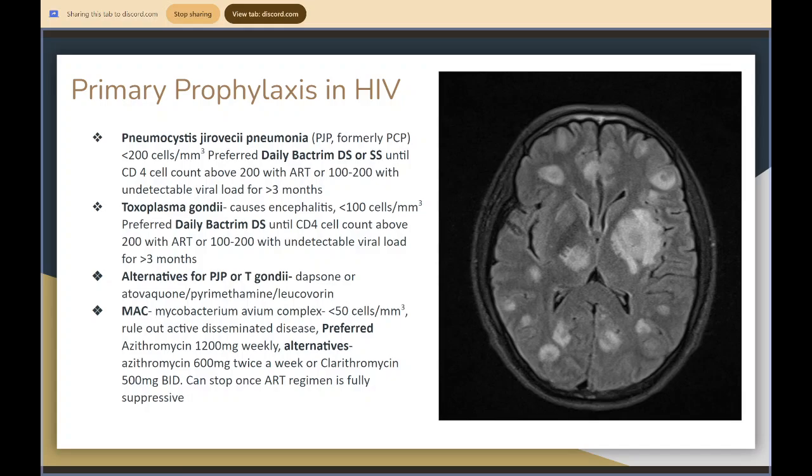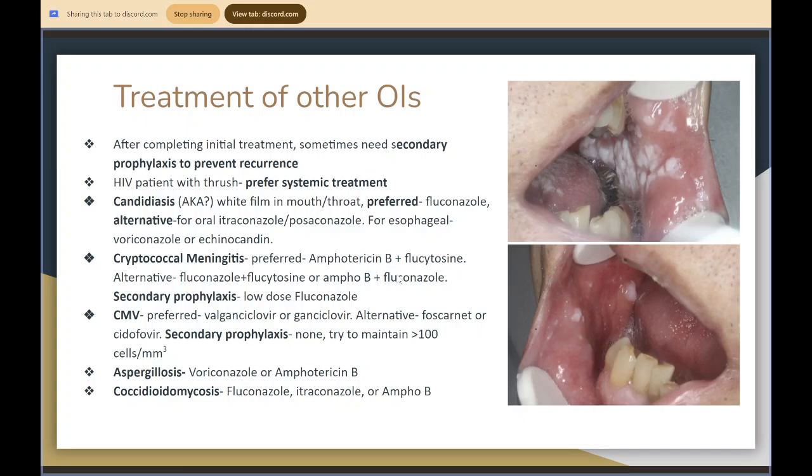Can anyone tell me a brand name for clarithromycin in the chat, please? Clarithromycin brand name. On the right side, you'll see a scan with toxoplasmosis. All right. Treatment of other opportunistic infections. Give everyone a minute to type their answer in. Brand name for clarithromycin. On the right side, you'll see candidiasis.